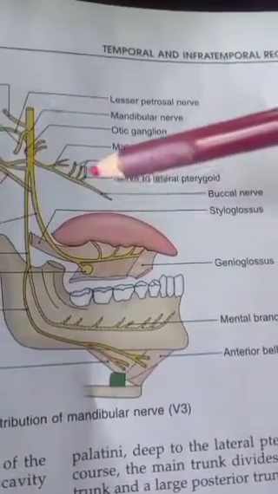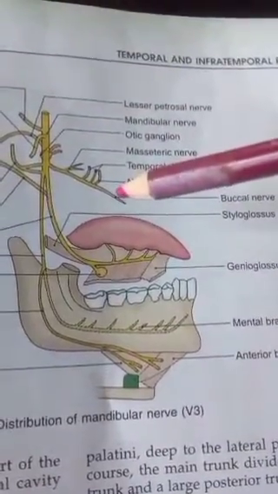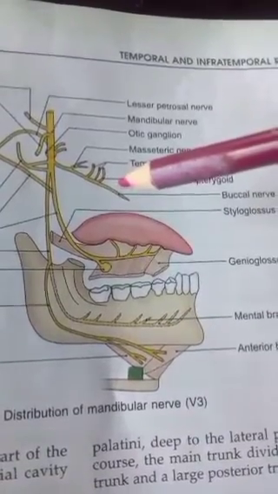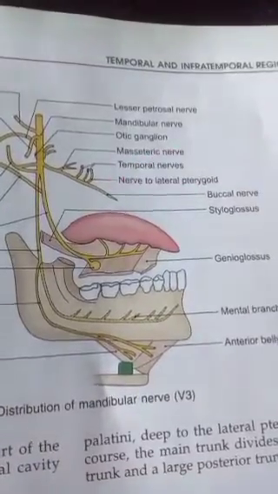The buccal nerve is the only sensory branch from the anterior trunk. It supplies the skin and mucous membrane related to the buccinator muscle as well as the labial aspect of the gums of molar and premolar teeth.